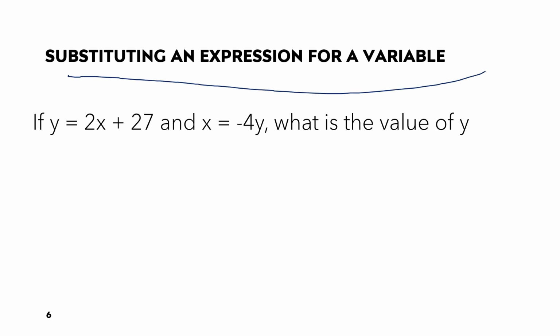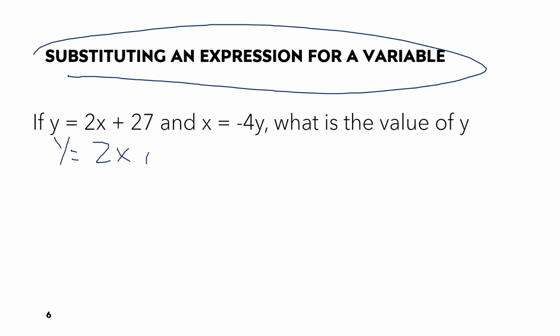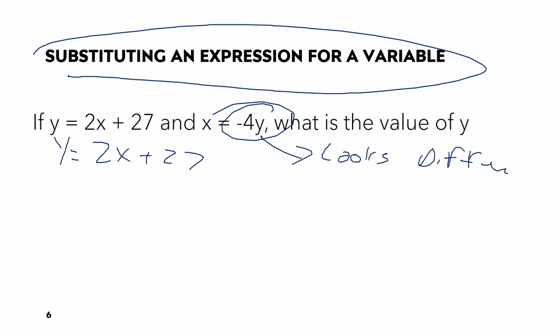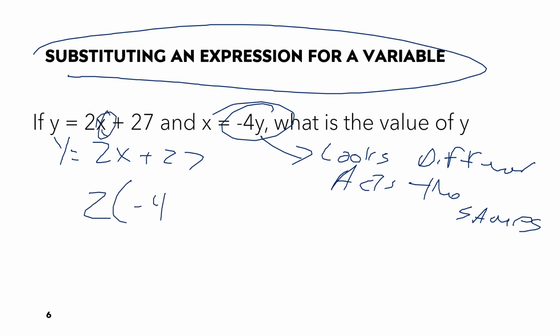So now we're just going to substitute an expression for a variable. So we're given this, y is equal to 2x plus 27. We're told that x is negative 4y. The only difference is just how this looks. It looks different, but it acts the same. So you're going to do 2 in place of x, negative 4y, plus 27. That's all equal to y.